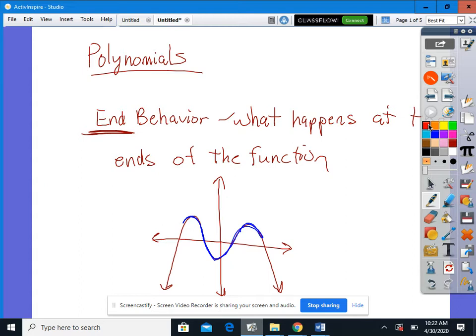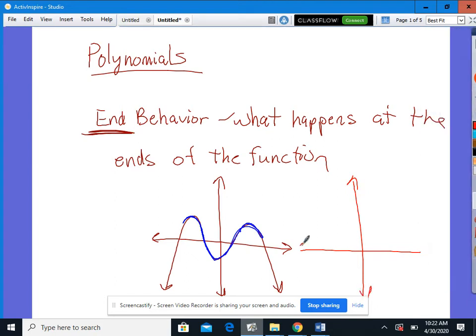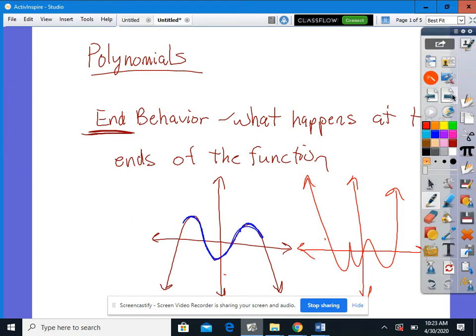Okay. And you could also have one that looks similar, where they both go up. All right, that's kind of the same thing. These both go down, these both go up. They both go in the same direction. And that's going to tell us something in a second. So that's what end behavior is.